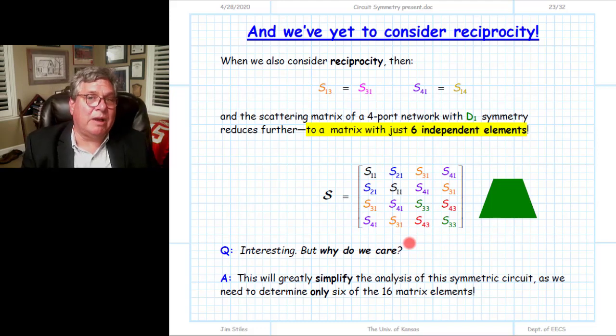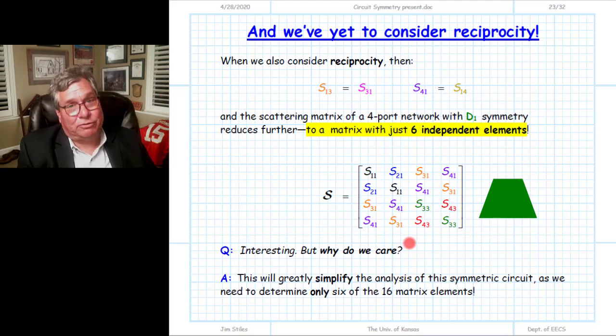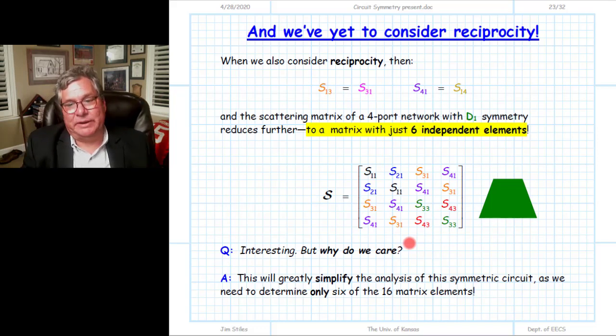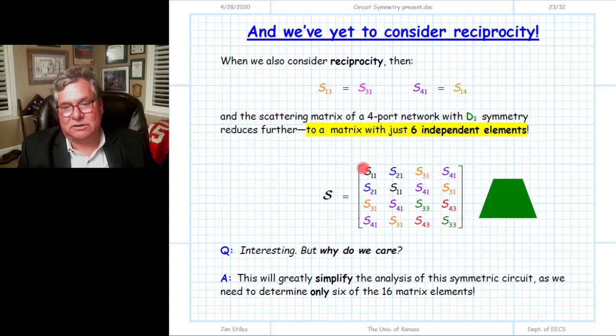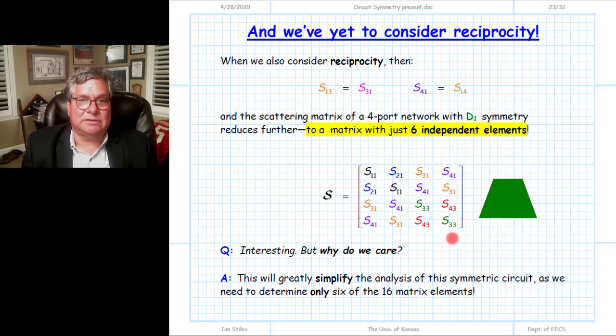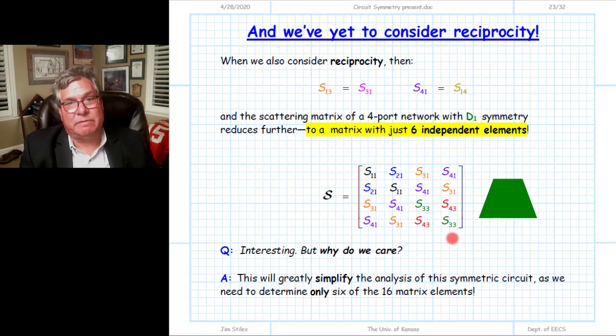Or we might want to go ahead and try to evaluate those other elements as a sanity check. When we get through, if we evaluate all 16, we can look to see if our resulting scattering matrix has this form, these elements that must be equal to each other. If it's not, we know we've made a mistake.